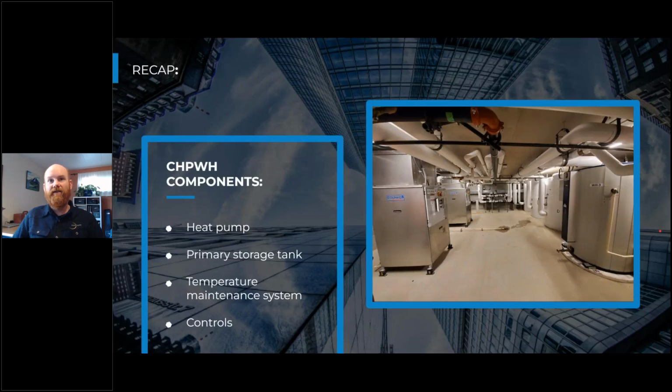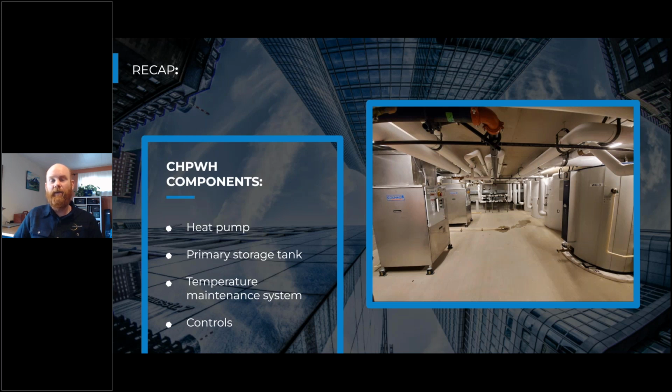And so that brings us to our recap on the 4 components of a commercial heat pump water heating system. We have our heat pump. That's what's moving heat into water, and that is typically storing it in our primary storage tank, which is where we're storing our hot water. It's our battery bank. And then we have a temperature maintenance system, which is existing in all domestic water systems, or most for commercial buildings, especially the large ones.